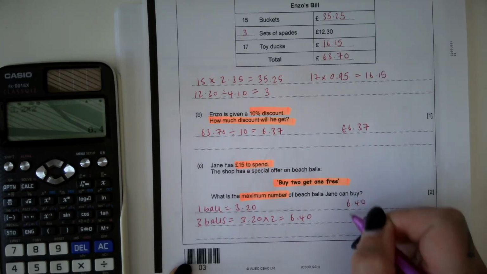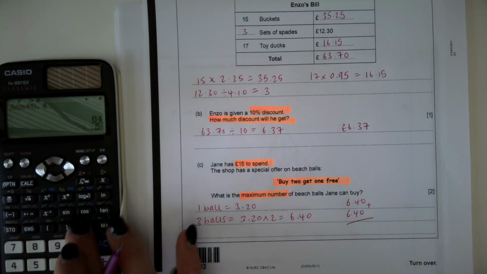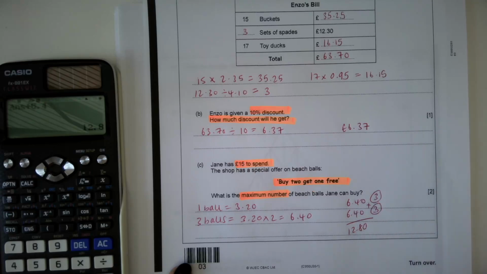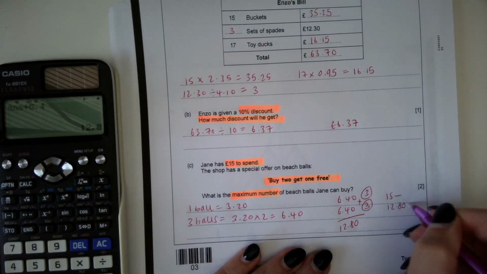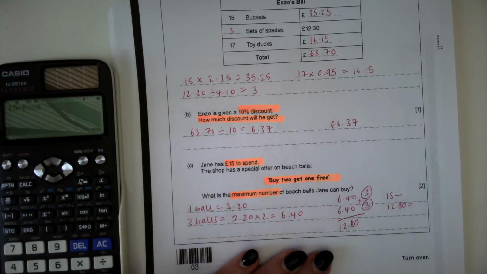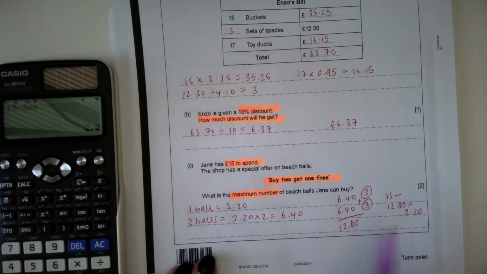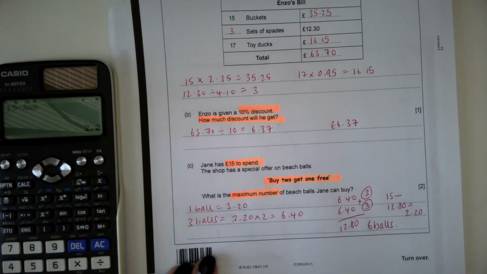So if we do another £6.40 and add those together, that's £12.80. So that's 3 and that's 3. So that's 6 so far. Let's see how much is left from £15 to £12.80. So 15 minus £12.80 is £2.20. Is £2.20 enough to buy 1 ball? No, it's not. We need £3.20. So we've just got those 6 balls in total. So 6 balls are the maximum amount that Jane can buy.